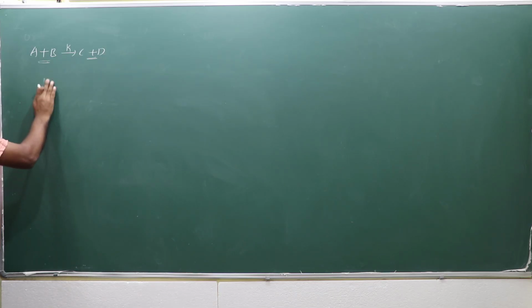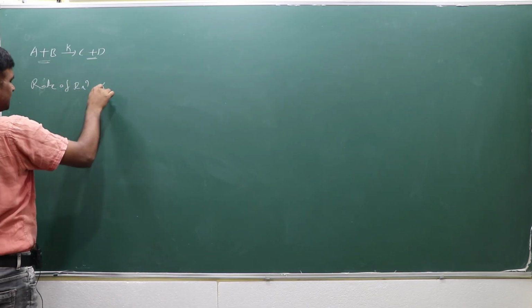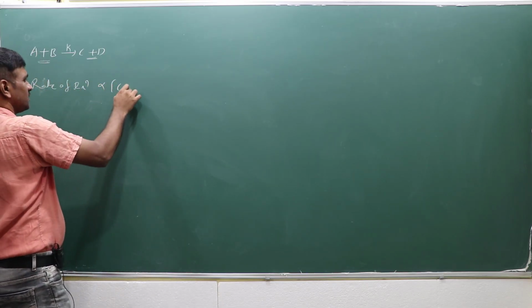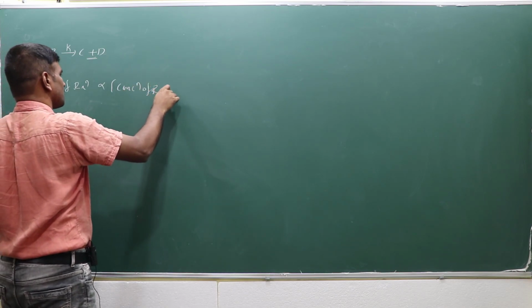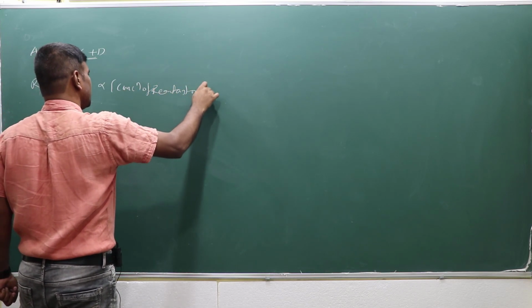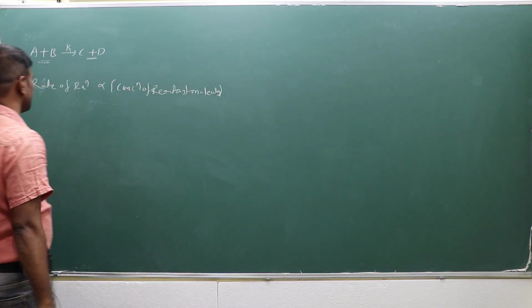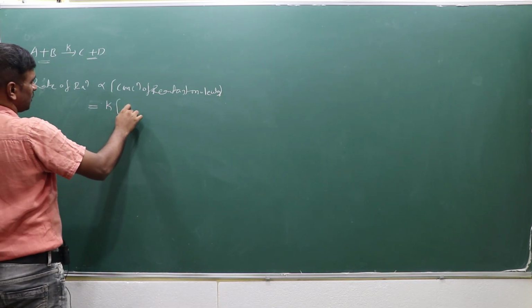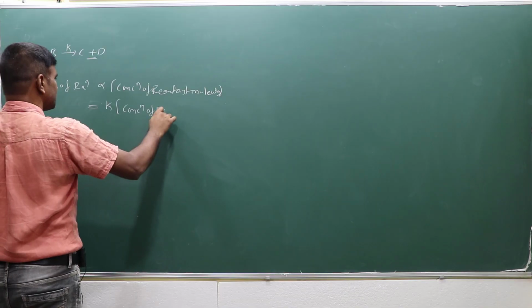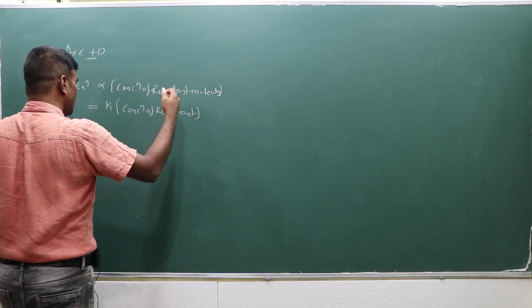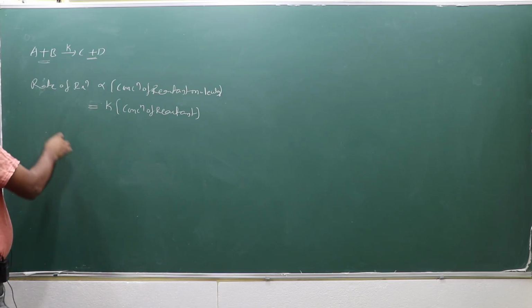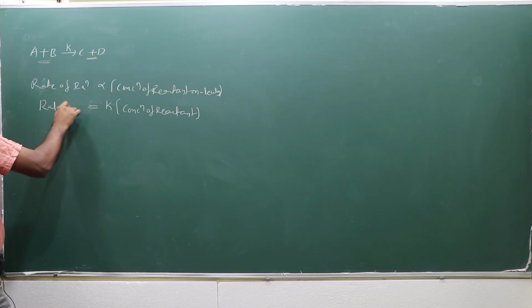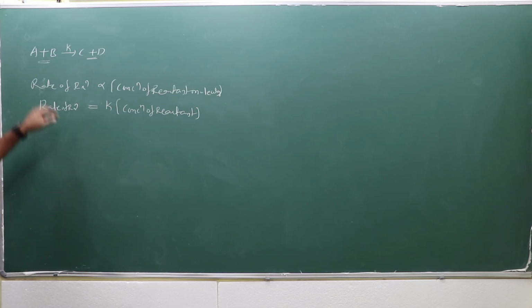According to the law of mass action, the rate of reaction generally depends upon the concentration of the reactant molecules. The rate of reaction is equal to the rate constant or velocity constant times the concentration of the reactant molecules, according to the law of mass action. So this is the rate of reaction.